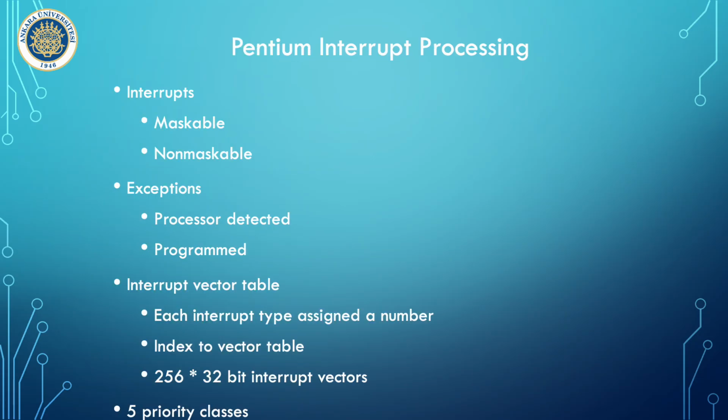In the Pentium architecture, interrupts and exceptions are handled using an interrupt vector table. Each type of interrupt is assigned a number that serves as an index into this table, which contains the addresses of the corresponding service routines.